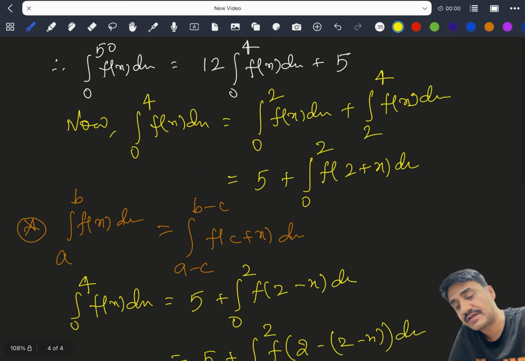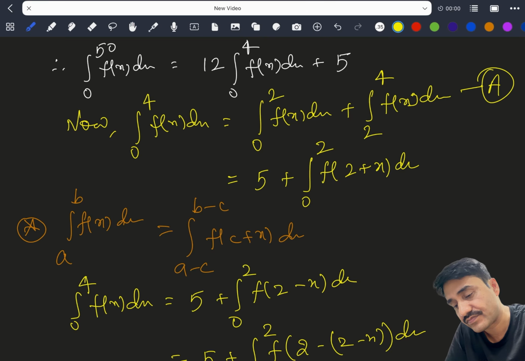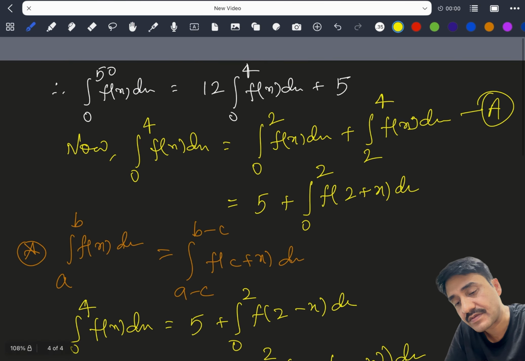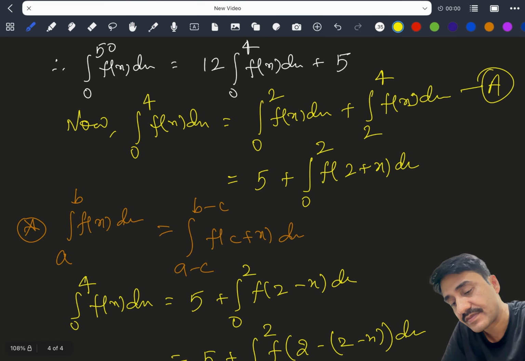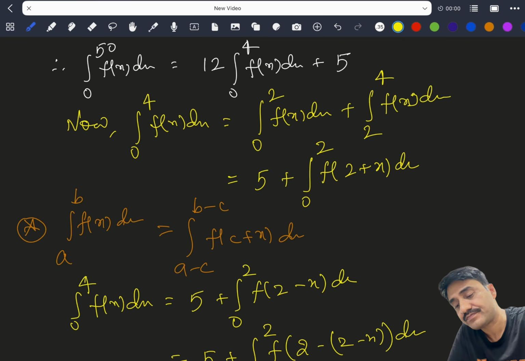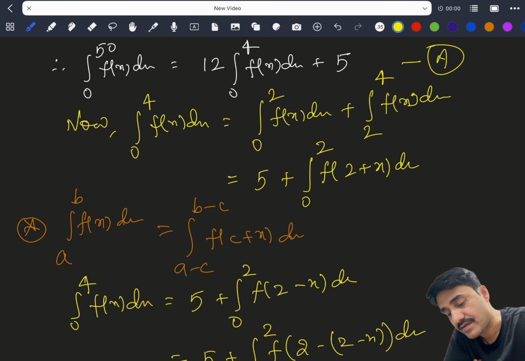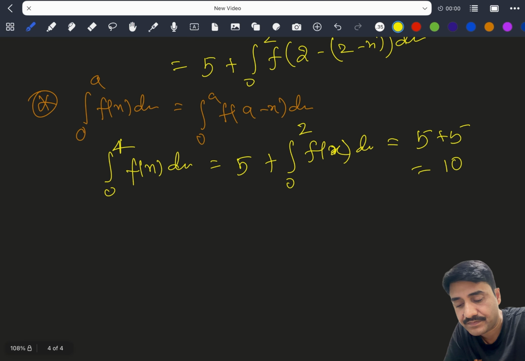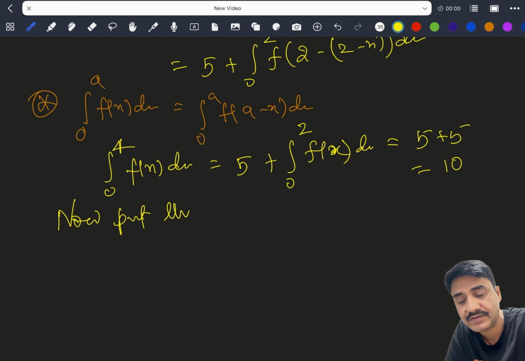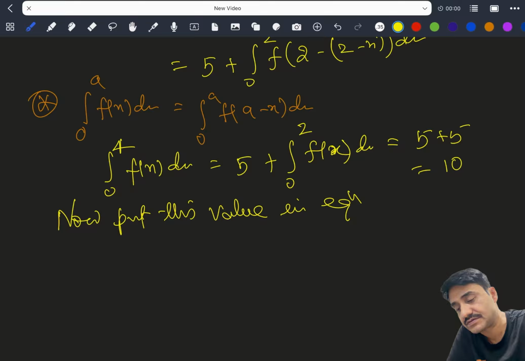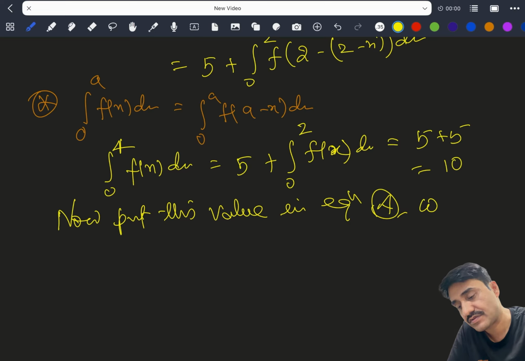Let us call this equation A. Now put this value in equation A, we get, so what is this coming now?